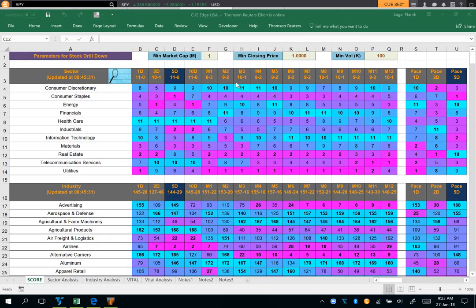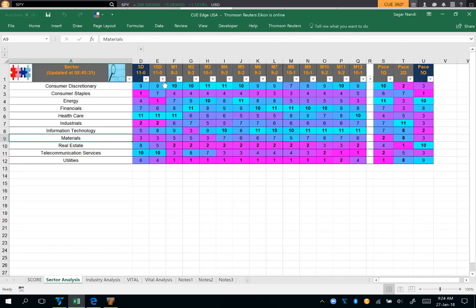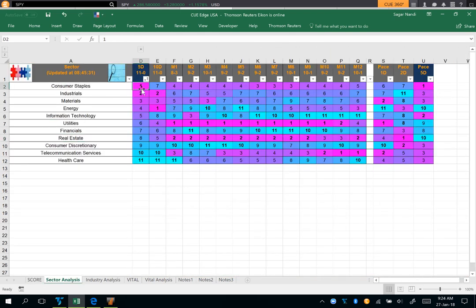Every time we open QH, it analyzes 11 economic sectors and more than 170 industry groups across 12 monthly review periods, and then more frequently over 10 days, 5 days, 2 days and 1 day. For every review period, it assigns score 1 to the weakest one and a large number to the strongest one, and also applies a heat map, magenta to the weakest one, cyan to the strongest one, and a color gradient to all the ones in between.